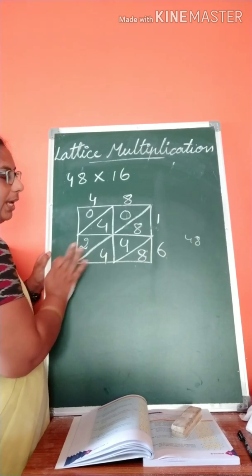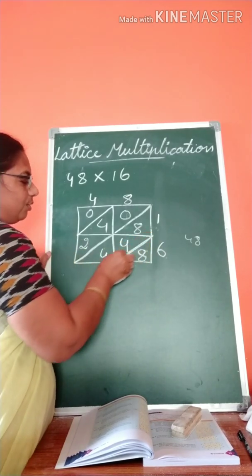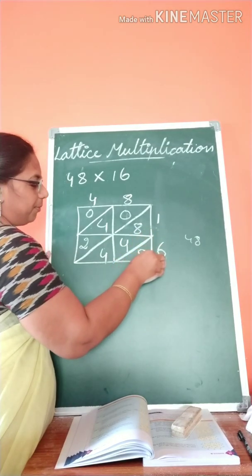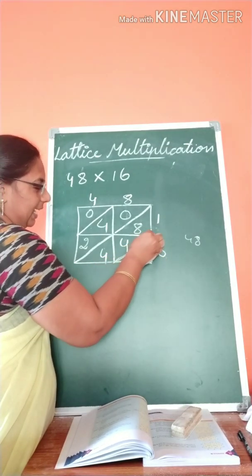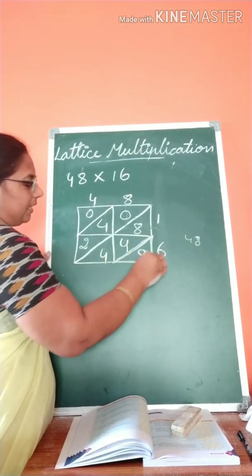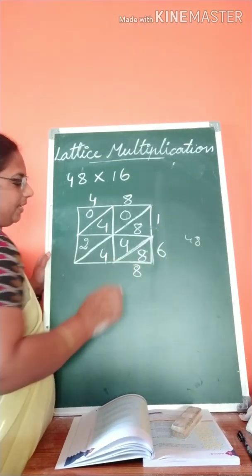Now what we have to do? We have to do addition, right? So, first which shape do we have to take? We have to take the last triangle, like here. And what is the number in this? 8. We will write only 8.